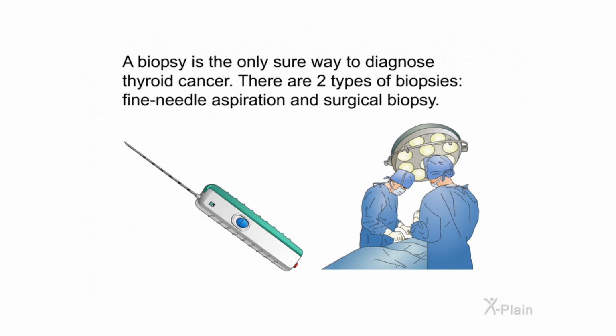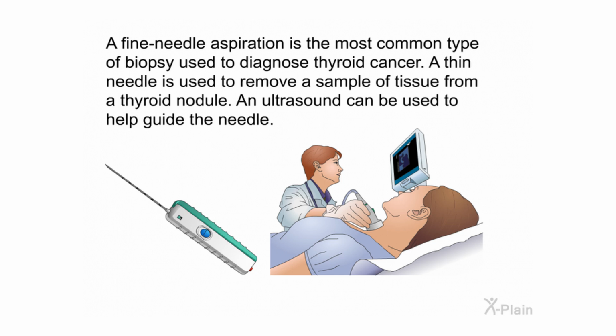A biopsy is the only sure way to diagnose thyroid cancer. There are two types of biopsies: fine needle aspiration and surgical biopsy. A fine needle aspiration is the most common type of biopsy used to diagnose thyroid cancer. A thin needle is used to remove a sample of tissue from a thyroid nodule. An ultrasound can be used to help guide the needle.